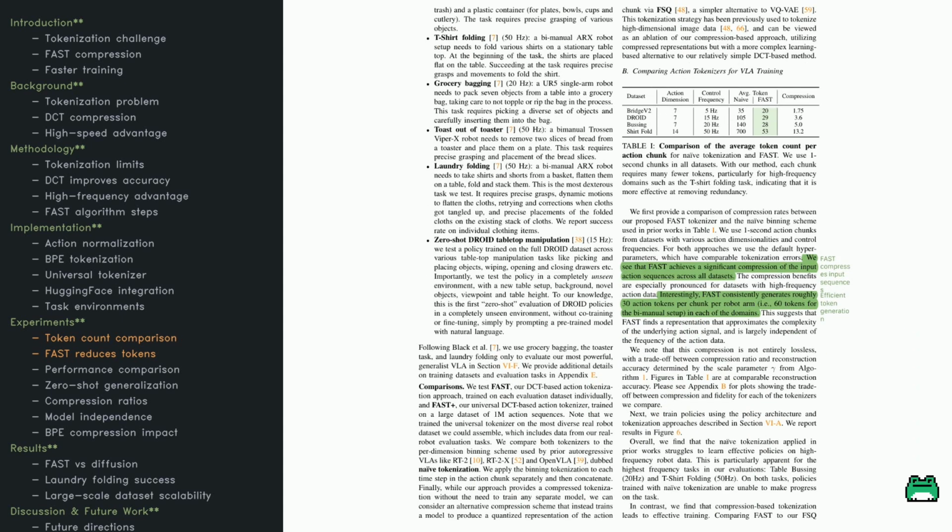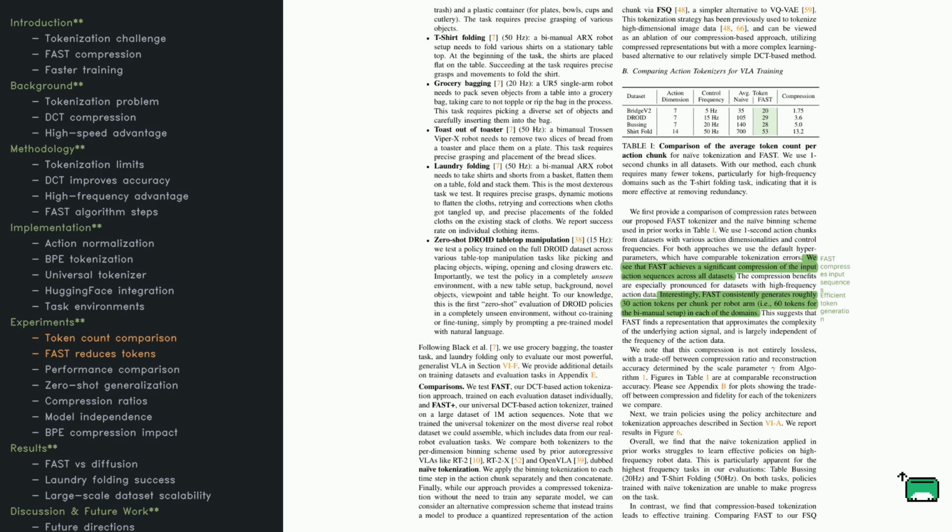Let's talk about token counts and why they matter. If your tokenizer churns out too many tokens, the model has a lot of data to process, slowing down training, so compression is a big win when done right. Check out Table 1. It shows the average number of tokens per action chunk for 4 different datasets. A naive approach, 1 token per action dimension per time step, can generate hundreds of tokens.